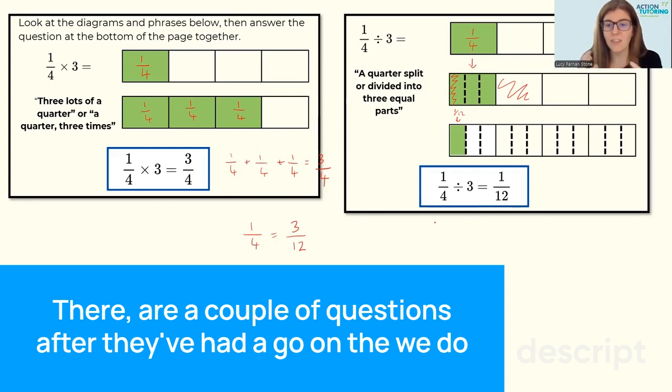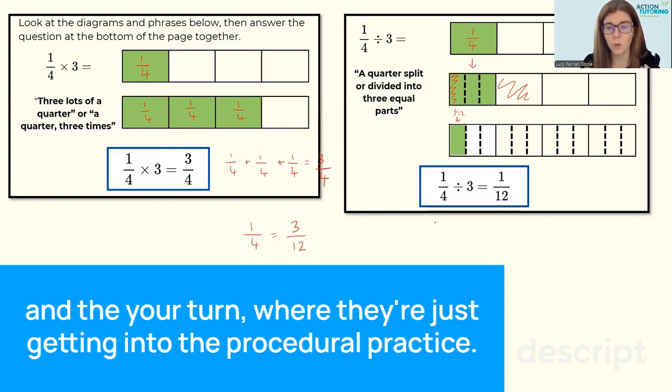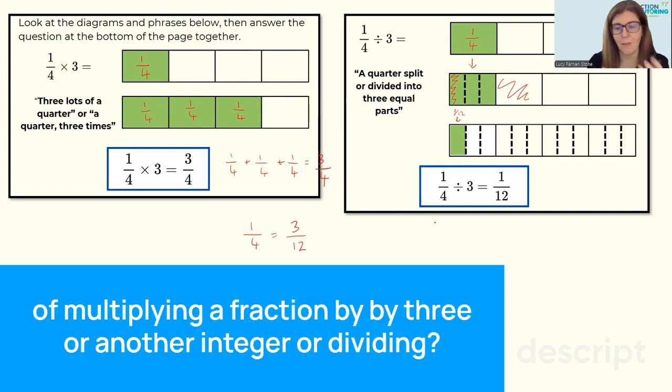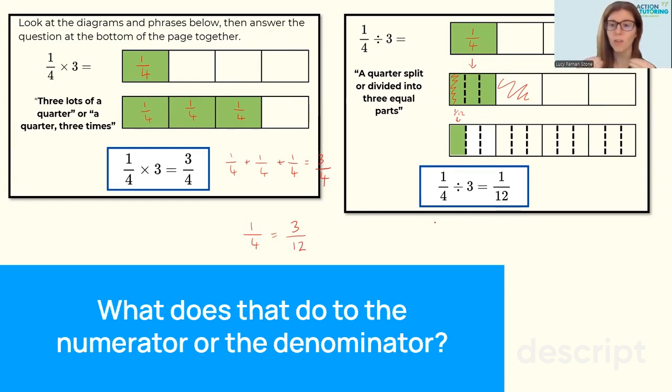There are a couple of questions after they've had a go on the we do and the your turn, where they're just getting into the procedural practice. There's a question at the bottom that says, what is the overall effect of multiplying a fraction by 3 or another integer, or dividing by 3? What does that do to the numerator or the denominator?